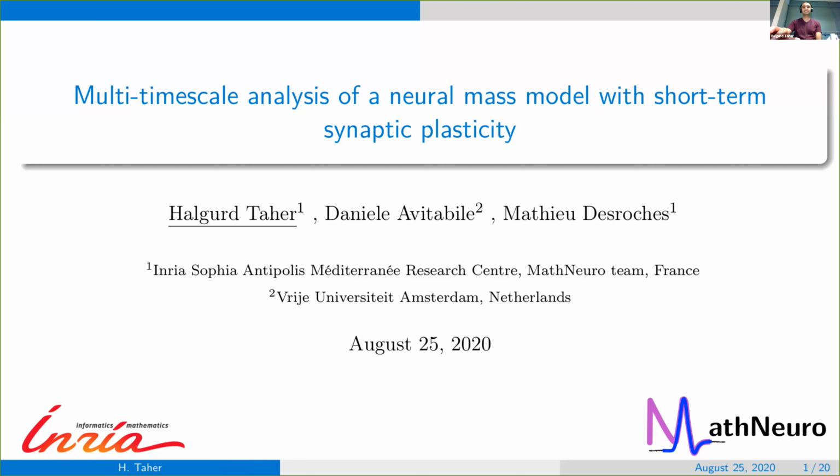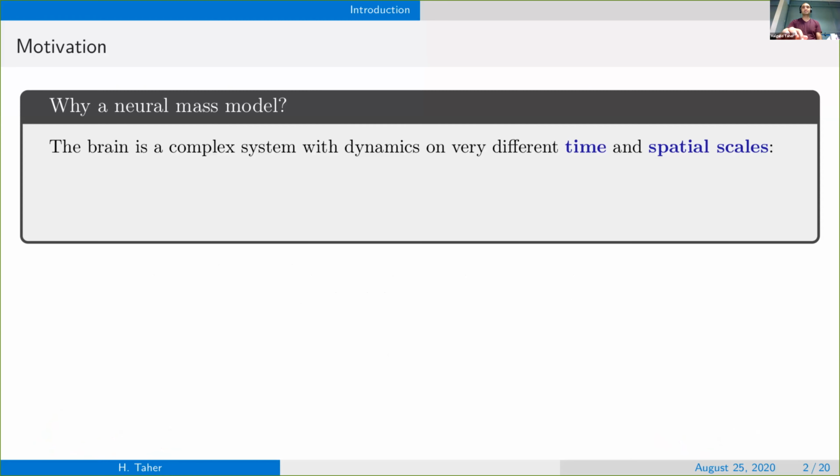Thanks to everyone for joining this meeting. I will jump on the same train and say that I'm a physicist trying to understand the brain. So I will start with a very basic statement, which is that the brain is a complex system with dynamics on very different time and spatial scales.